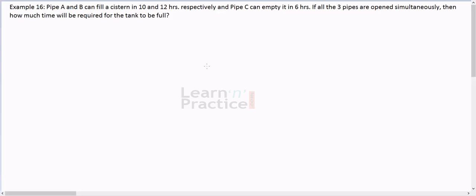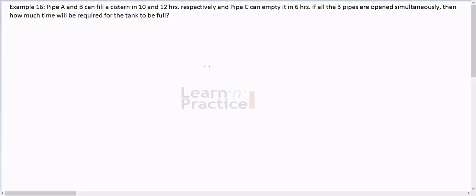So you'll always remember that if the pipes are filling the cistern, then the work will be taken as positive, and if it's emptying, then the work will be taken as negative. Now see, all three pipes are working simultaneously. A can do the task in 10 hours, B can do the task in 12 hours, and C can do the task in minus 6 hours.